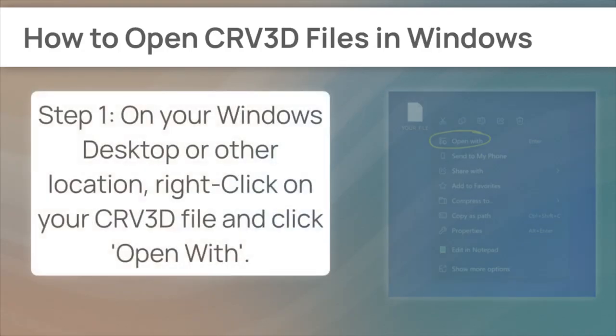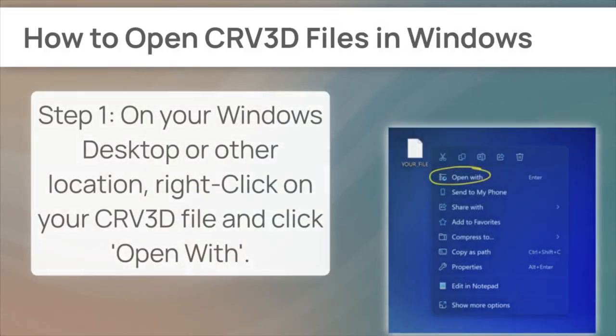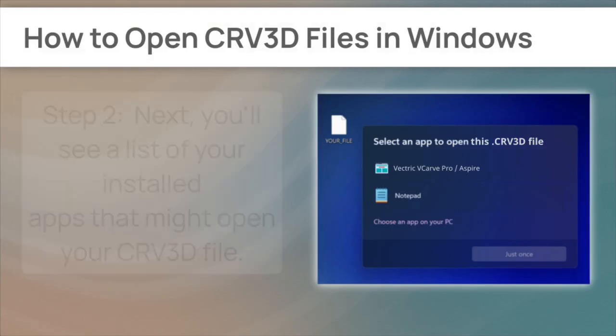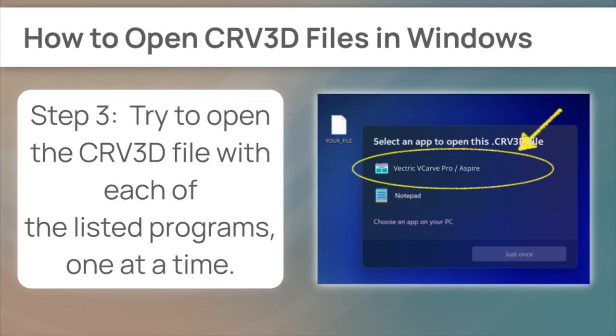The first action is to find a successful opener. Right-click the CRV3D file and click Open With. Test Vectric VCarve Pro, Aspire if present. If it is unavailable, select another program. We need to check every option in the list.